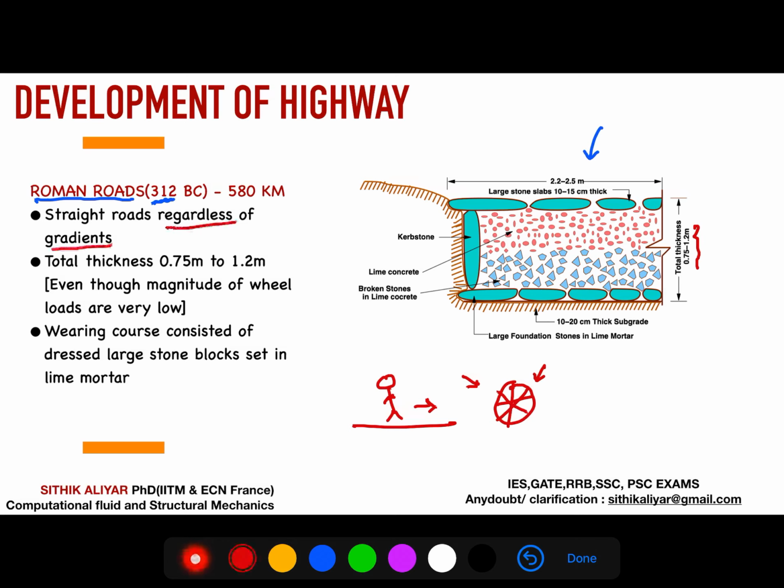So this was the first initial recorded road, the Roman roads. You should remember the two points: the gradient was not there, and there were heavy foundation stones at the top and bottom, with stones filled in between as shown in the figure. You can pause the video and draw the figure if you are really interested in the history.